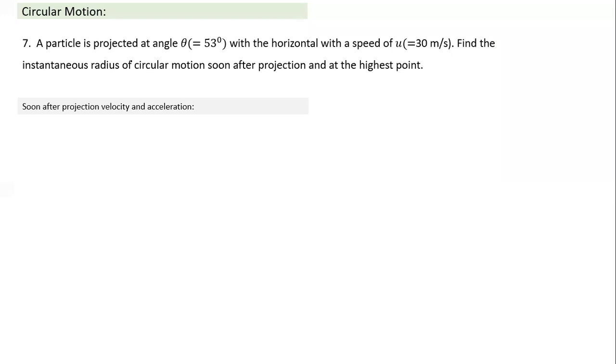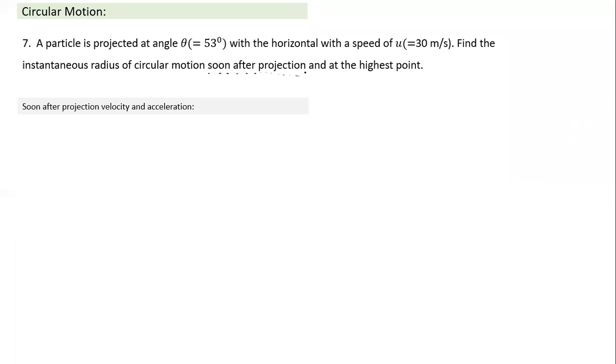Here the angle of projection is given, and the speed is given. We need to find the instantaneous radius of circular motion soon after projection and at the highest point. And we definitely notice that this radius will keep on changing. So let's say we want to find it soon after projection. What do we need to know to find the radius of circular motion?